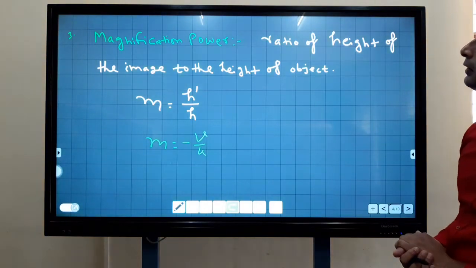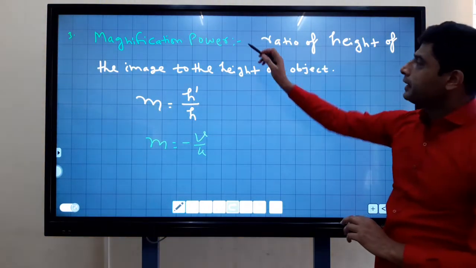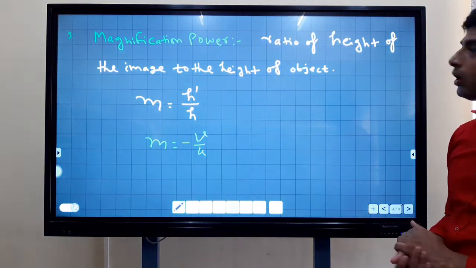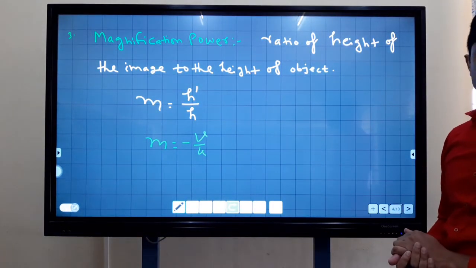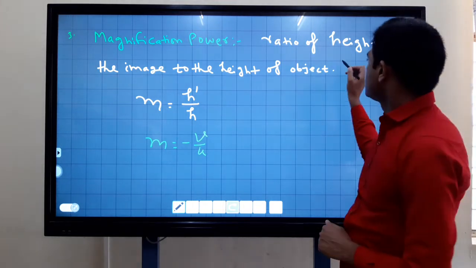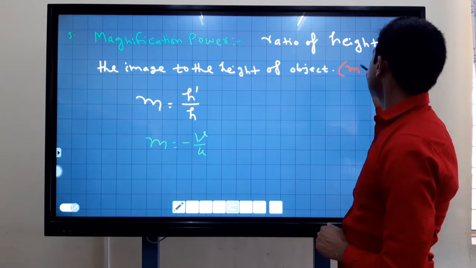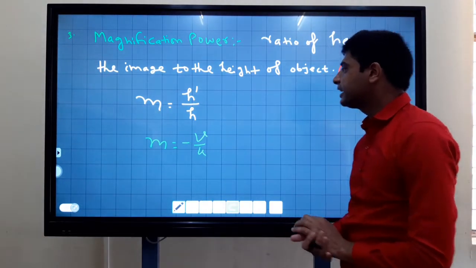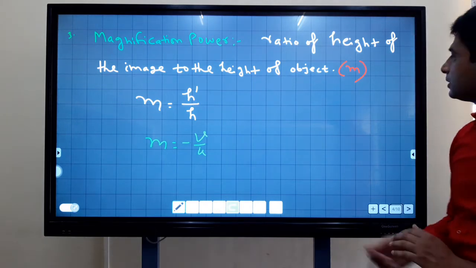Third is magnification power. Magnification power is defined as the ratio of height of image to the height of object. The symbol of magnification power is M. It means M equal to H dash upon H.